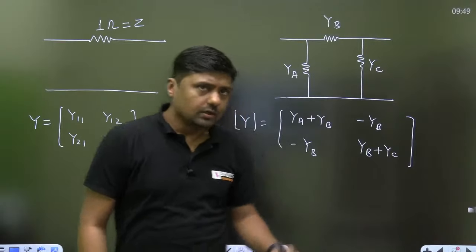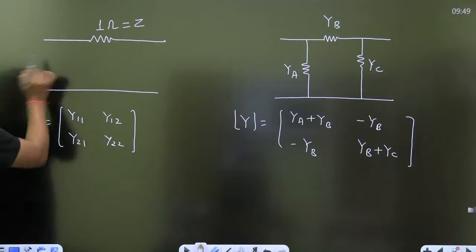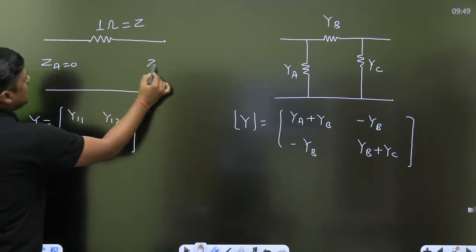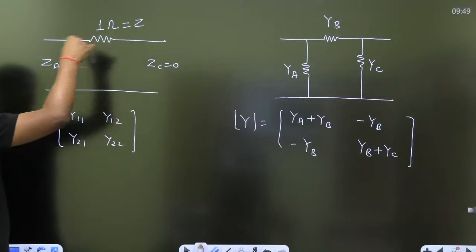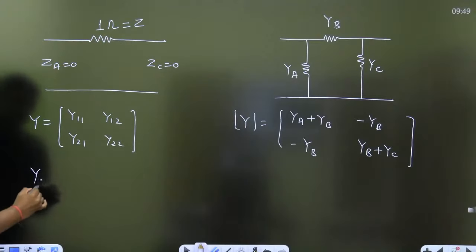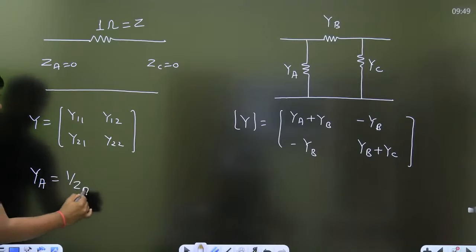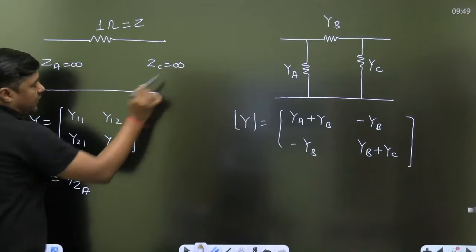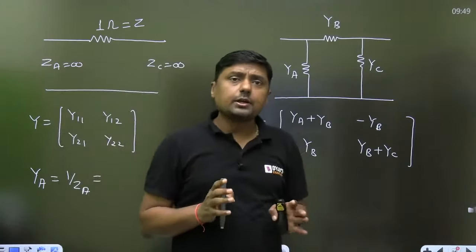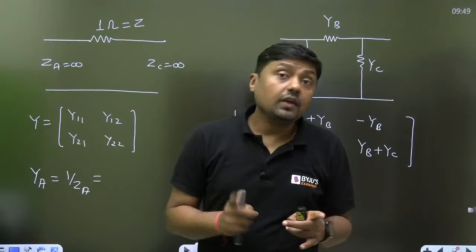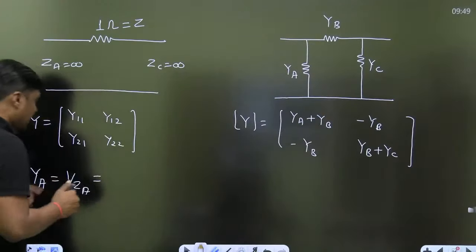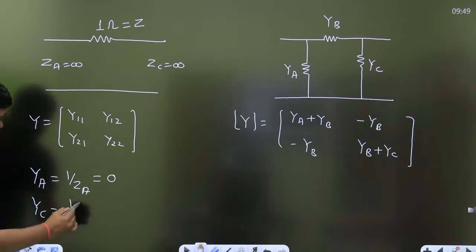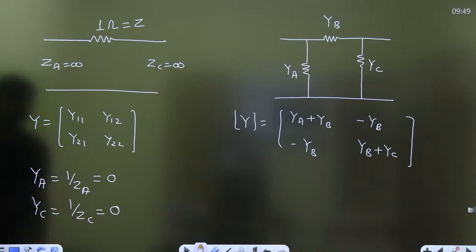Okay. Try to understand. If this portion is open, what is the impedance here? 0. What is the impedance here? 0, because it is open circuit. So what is the admittance? Admittance YA is equal to 1 by ZA. Sorry, this is open circuit, that's why the impedance is infinite. Sorry for that. If it is open circuit, the impedance is infinite. If the impedance is infinite, then the admittance will become 0. Similarly, YC is equal to 1 upon ZC, it will also become 0.